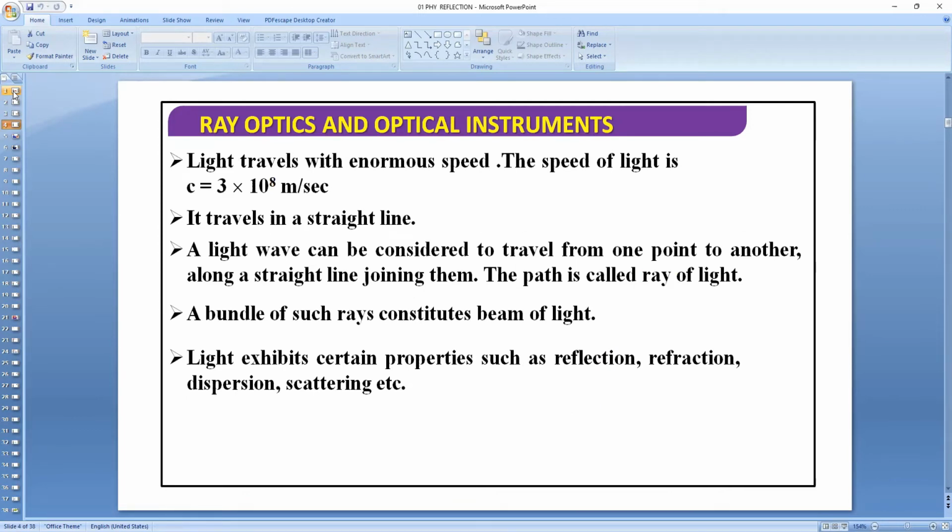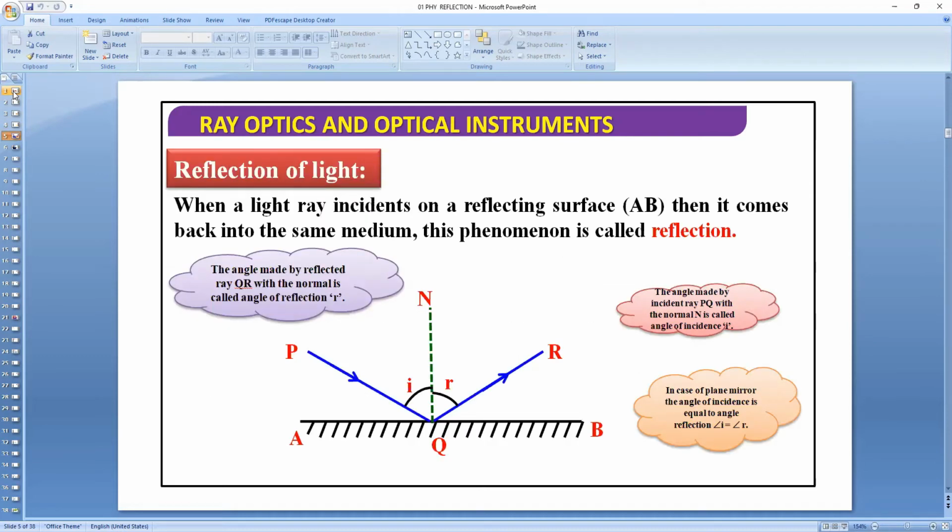We need to understand a few basic concepts over here. Light travels with enormous speed. The speed of light is 3 into 10 power of 8 meters per second. It travels in a straight line. A light wave can be considered to travel from one point to another along a straight line joining them. The path is called a ray of light. A bundle of such rays constitutes a beam of light. Light exhibits certain properties such as reflection, refraction, dispersion, scattering, etc.